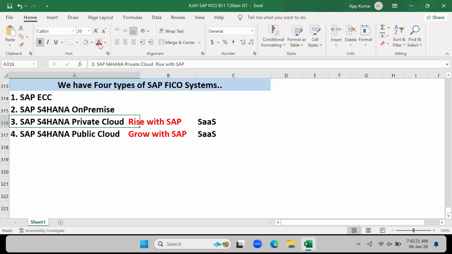Now, one point that you'll have to understand here: if you look at all this, we get a confusion about which one I should know, right? Yes. When you look at all this, you will get a confusion about which one I should know. Now, from your point of view, it's all SAP only, right? Everywhere it is FICO only. Just the environment difference: ECC environment, S4 HANA on-premise environment, S4 HANA private cloud environment, S4 HANA public cloud environment. Otherwise, it's all one and the same.